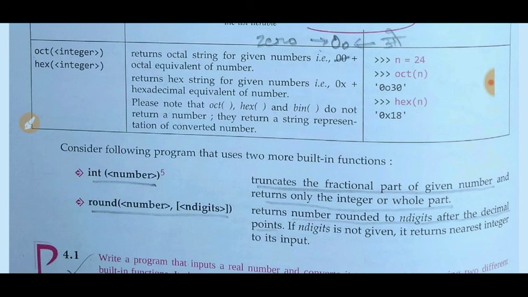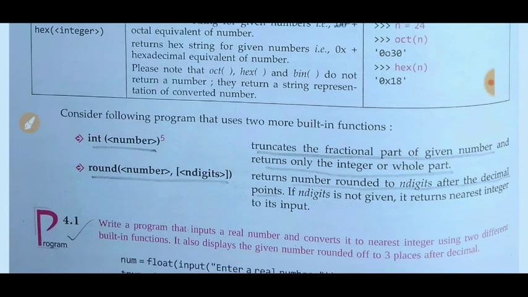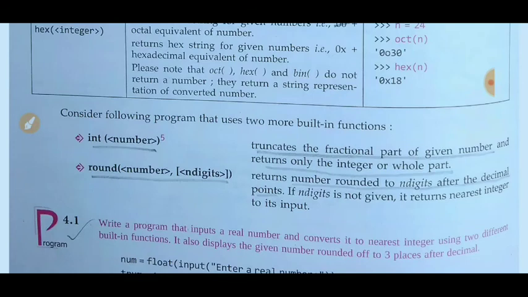It returns the number rounded to n digits after the decimal position. Like you are passing a value like 2.4, so it will give answer 2 only. If you are passing 2.6 inside the round function, it will give answer 3. But if you are passing something like 2.65 with 1 digit, it will give answer like 2.7. Is it clear?